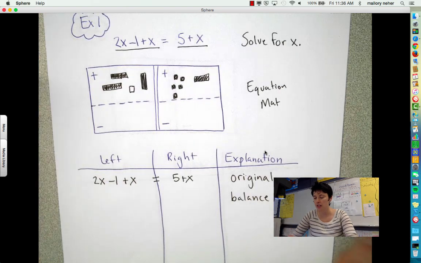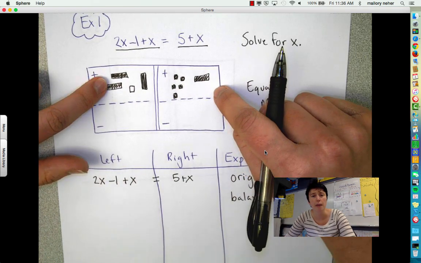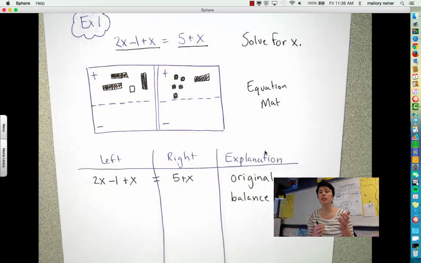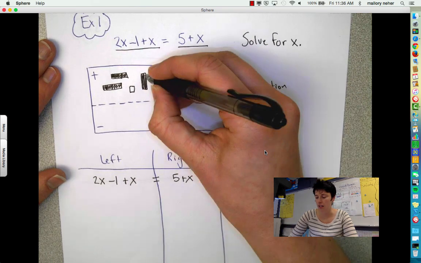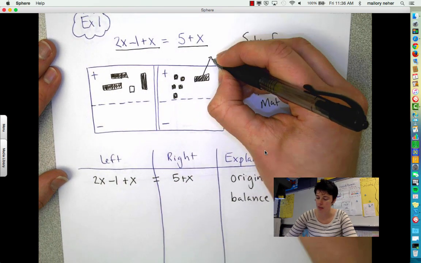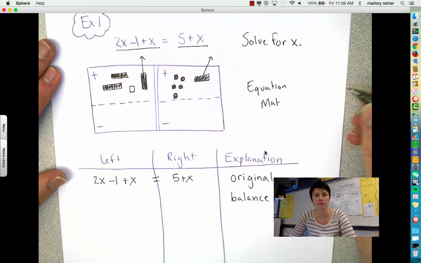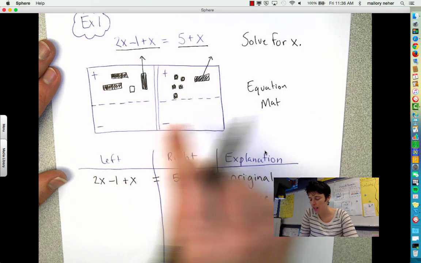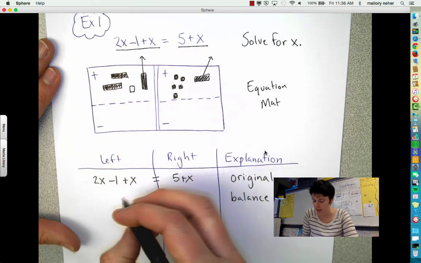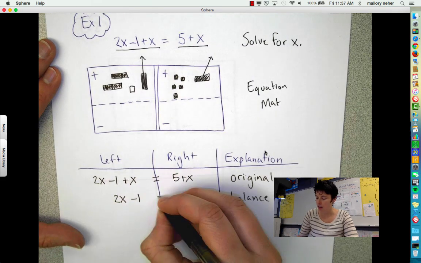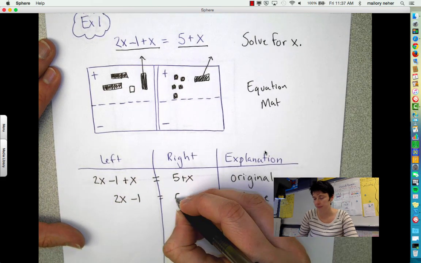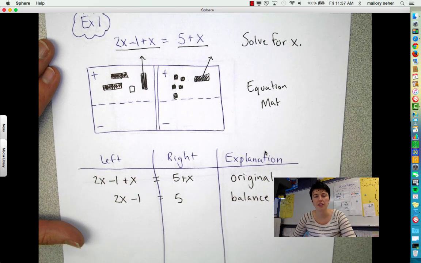What do we have on the left and the right side that match up that we could take off? If something's the same on both sides, we can take them off the mat equally at the same time. And the one thing that stands out is here's an x tile and here's an x tile. And they're both positive. They're the same thing. Let's take them off the mat. And if I take them off the mat, I still have 2x and a minus 1. So I'm going to write that down. On the left, I still have 2x minus 1. And on the right, I still have a 5.